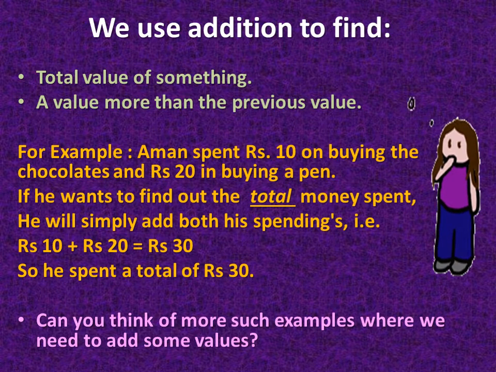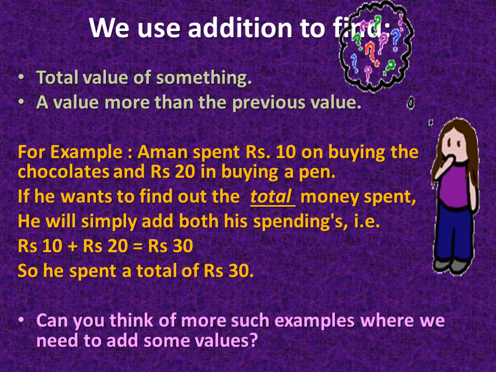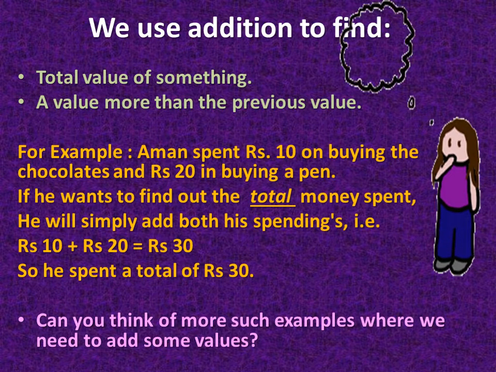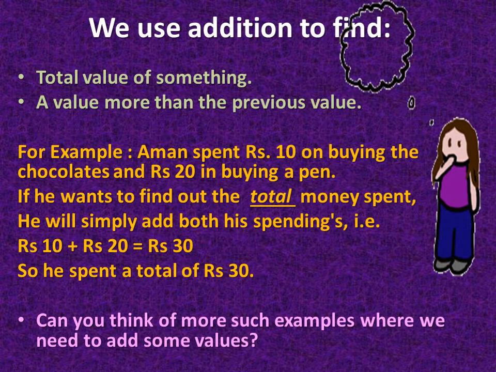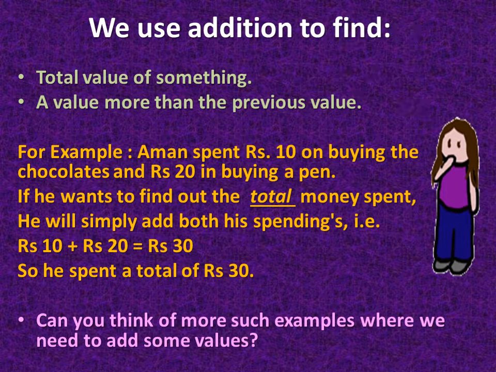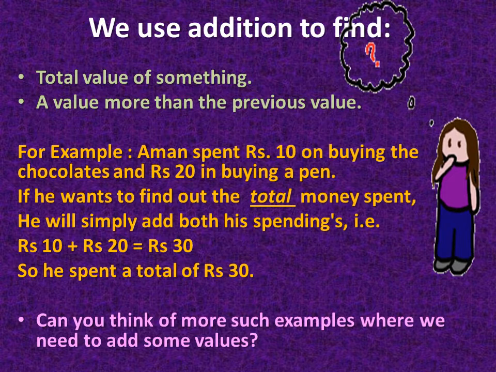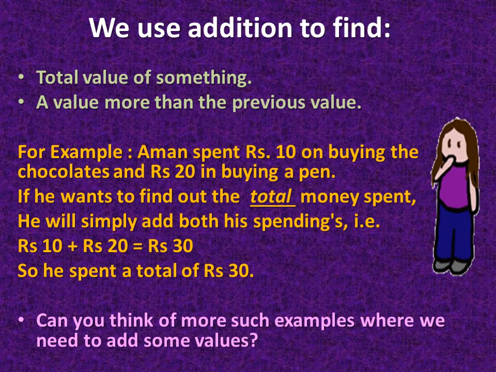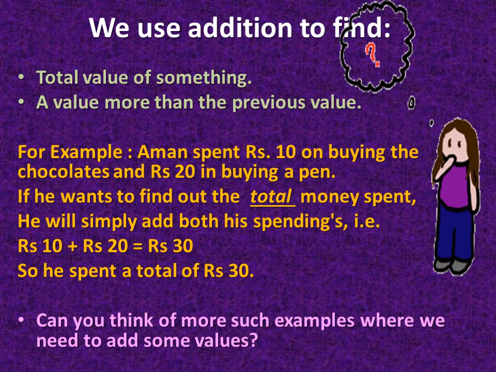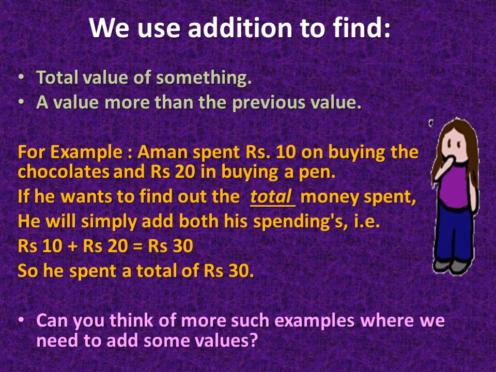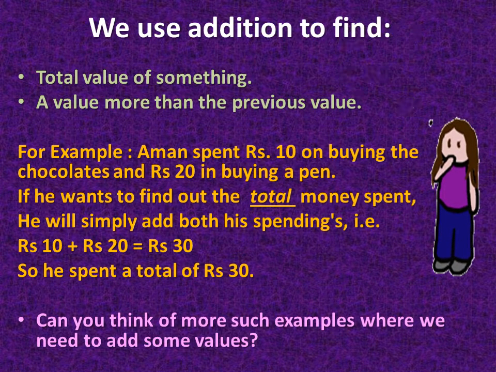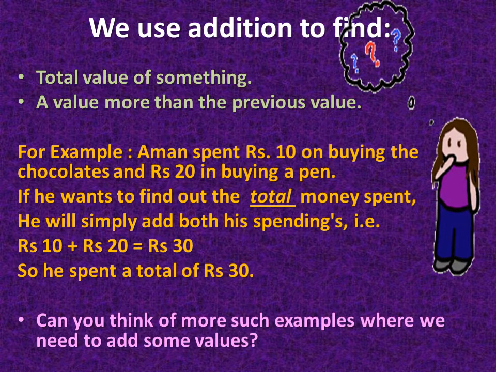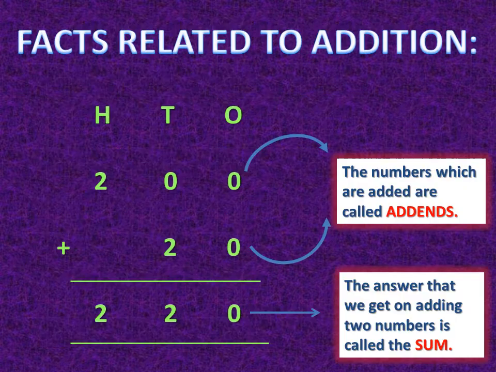Another example which I have mentioned is that Aman spent rupees 10 on buying chocolates and rupees 20 on buying a pen. If he wants to find out the total money spent, he will simply add both these spendings, that is rupees 10 plus rupees 20, which makes rupees 30. So again, here was an example of using addition. Can you think of more such examples where we need to add some values?